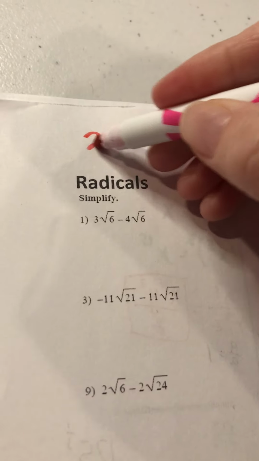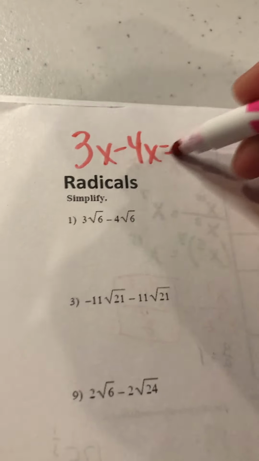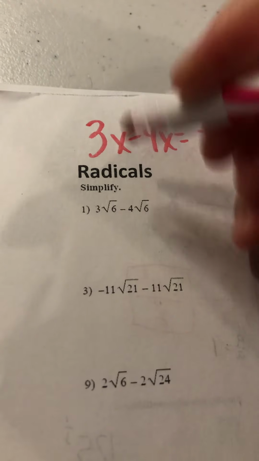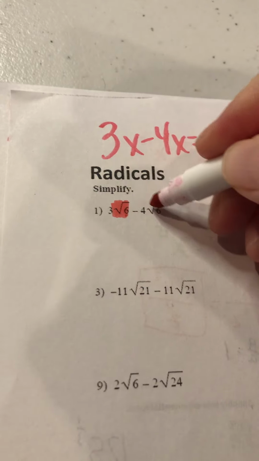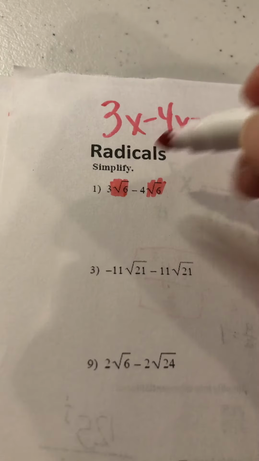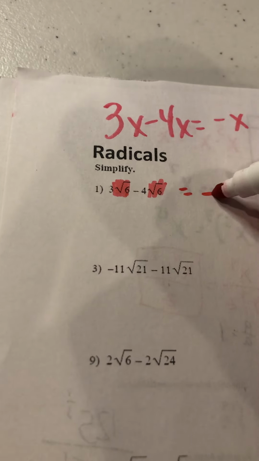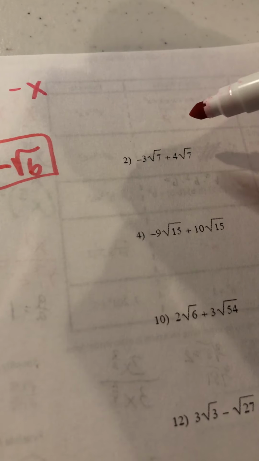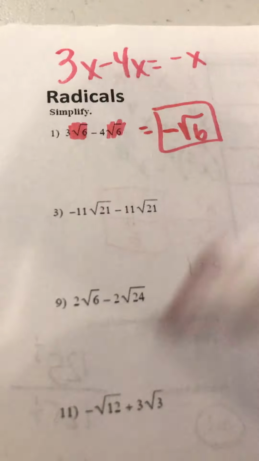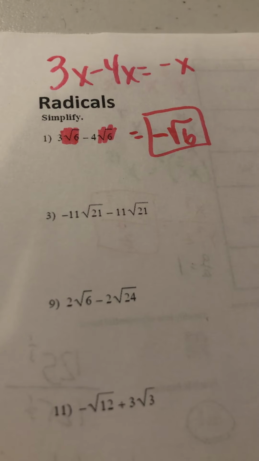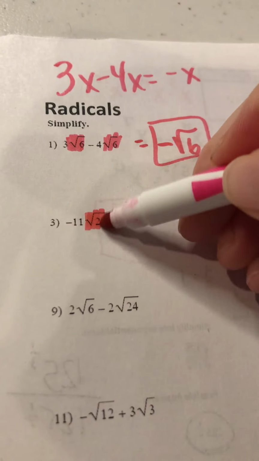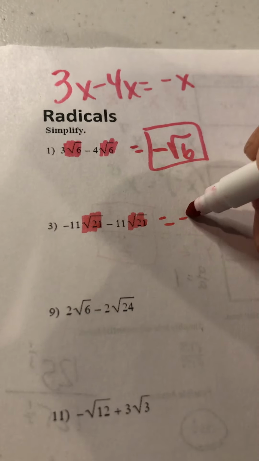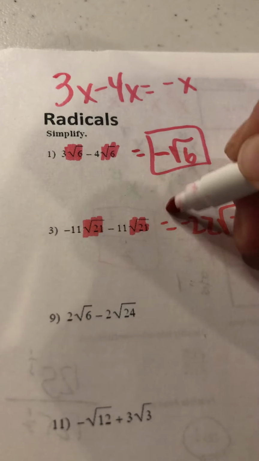So imagine I said 3x minus 4x. You guys would say that's negative x. We don't write negative 1x. We would just do that. But because these are the same radical, we would say 3 minus 4 is negative rad 6. So what about right here? Oh, I'll just go down. It'll be fine. Okay, so right here, these are the same, right? Rad 21 and rad 21. So a negative 11 minus 11 would, of course, be negative 22 rad 21.